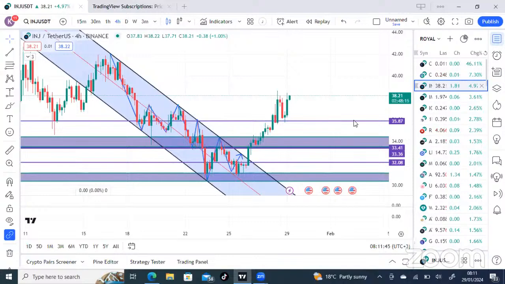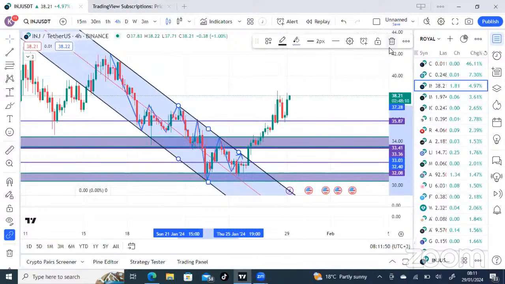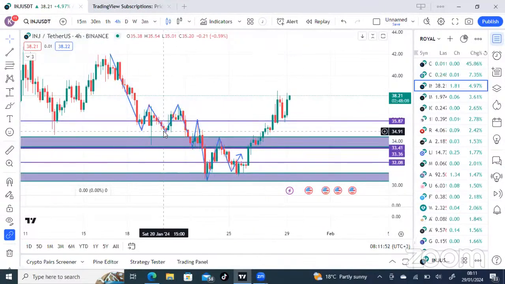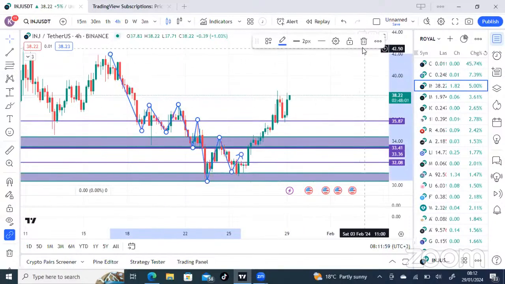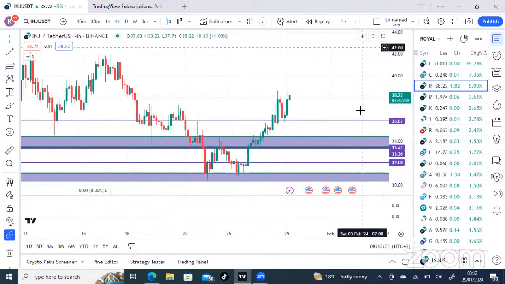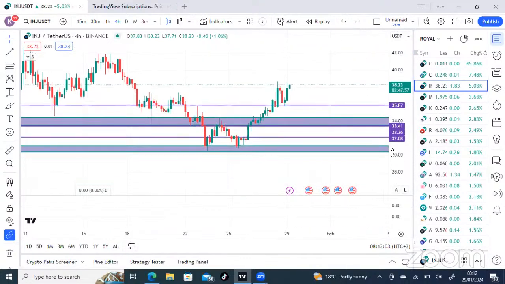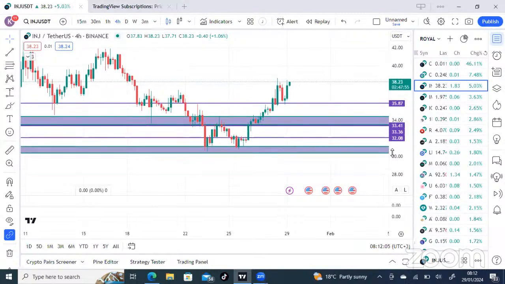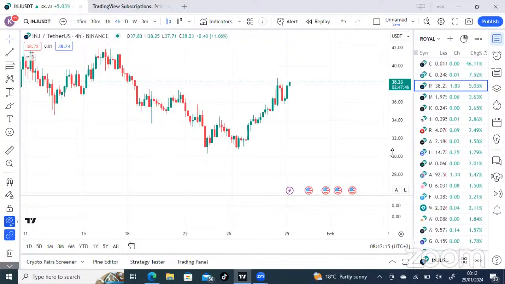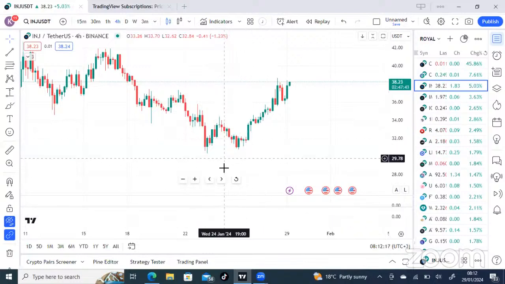Okay, so we are going to put our focus on this coin called Injective. I don't know where the injector plan comes from, but I think it is coming from my medical background. I'll request it to get out of my head. Okay, so this is a 4-hour time frame, and this is a free chart. Let me remove everything.